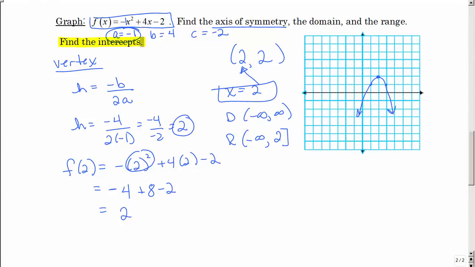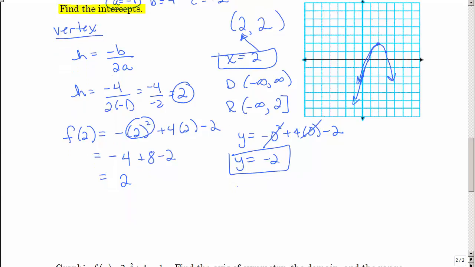Now, let's talk about those intercepts. Okay, so we're going to say y equals negative 0 squared plus 4 times 0 minus 2. Again, very easy arithmetic. So I can make my picture a little bit better if I wanted to. What are those x-intercepts? We're going to say 0 equals negative x squared plus 4x minus 2.